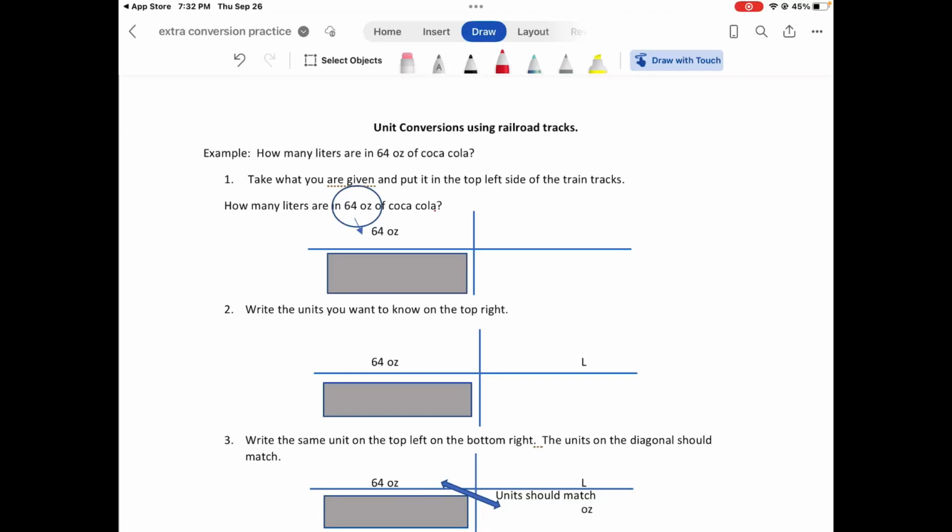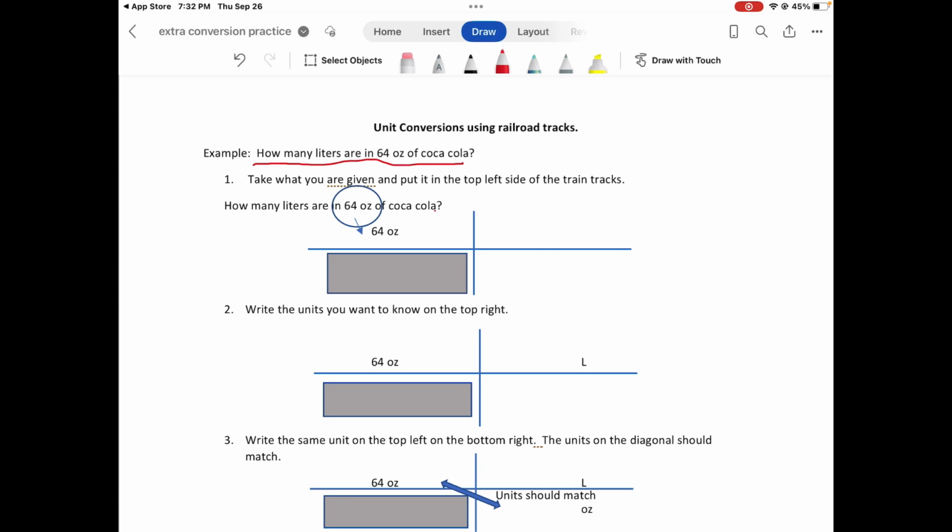Great. Okay. So let's go ahead and talk about this example. This isn't in your assignment, but I'm just going to do this one first, and then I'll go over some in your assignment. So the question is, how many liters are in 64 ounces of Coca-Cola?